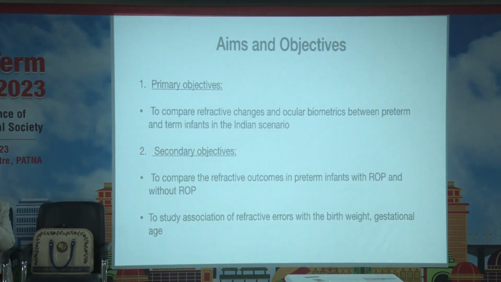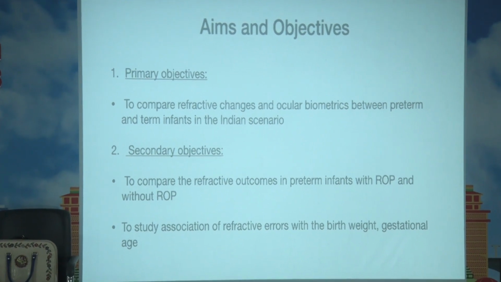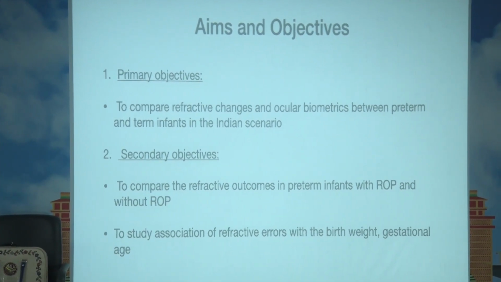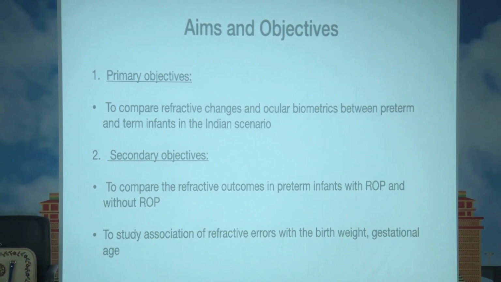So the aim and objective of this study: the primary objective was to compare refractive changes in ocular biometric between preterm and term infants in Indian scenario, and the secondary objectives were to compare the refractive outcome in preterm infants with ROP and without ROP, and to study the association of refractive error with the birth weight and gestational age.